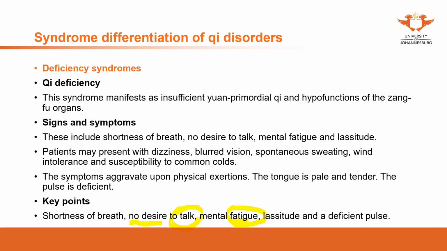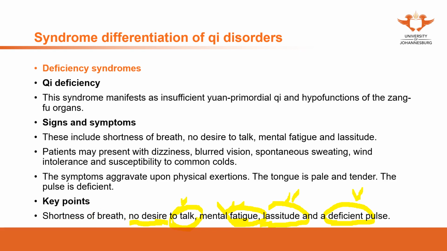Mental fatigue, we already used the word fatigue. Lassitude is the physical fatigue. They don't want to move, they feel tired. A deficient pulse, weak pulse. That's the pulse also weak. So as you can see from these different symptoms, from the breathing, from the talking, from the mental activities, from the physical activities, and the pulse, behind all these different manifestations are just the tiredness of fatigue, the tiredness of breathing, the shortness of breath, the tiredness of talking. That's why they don't want to talk. Mental fatigue, they don't want to think, they don't want to move. The pulse also weak, the pulse doesn't want to beat.